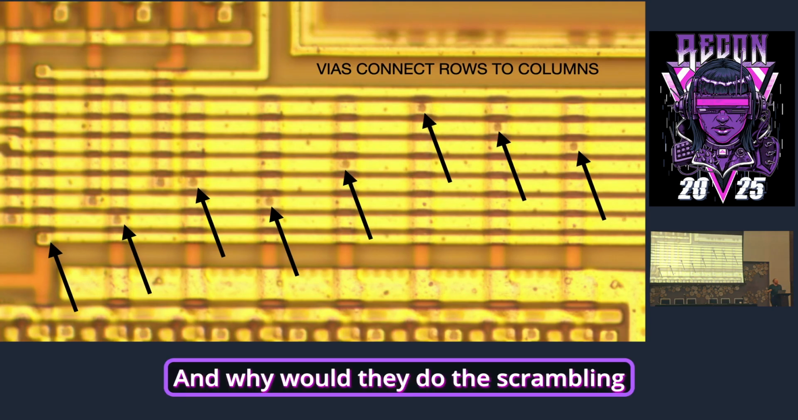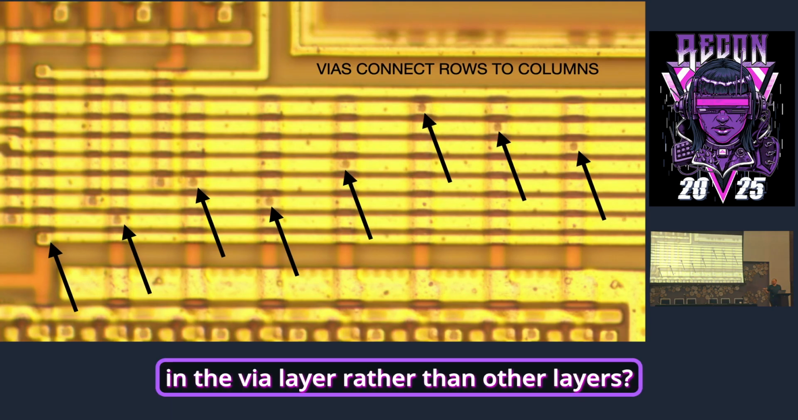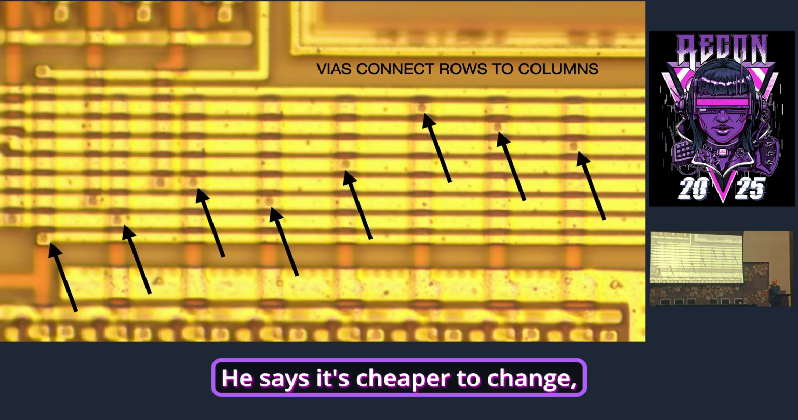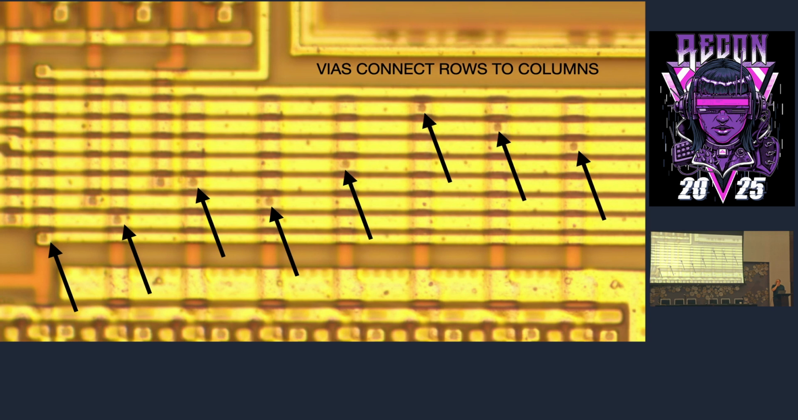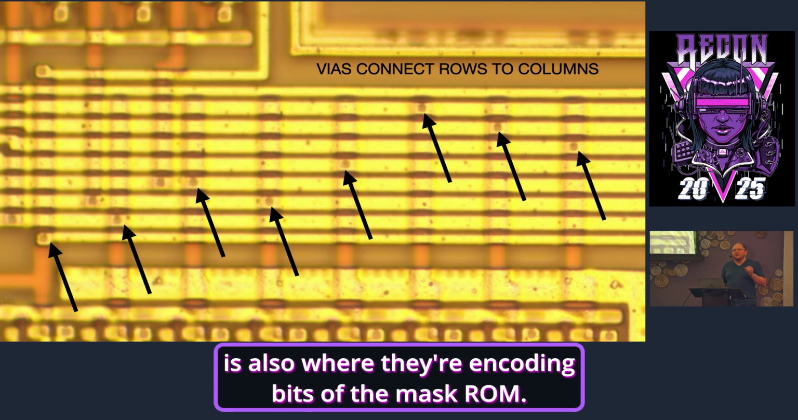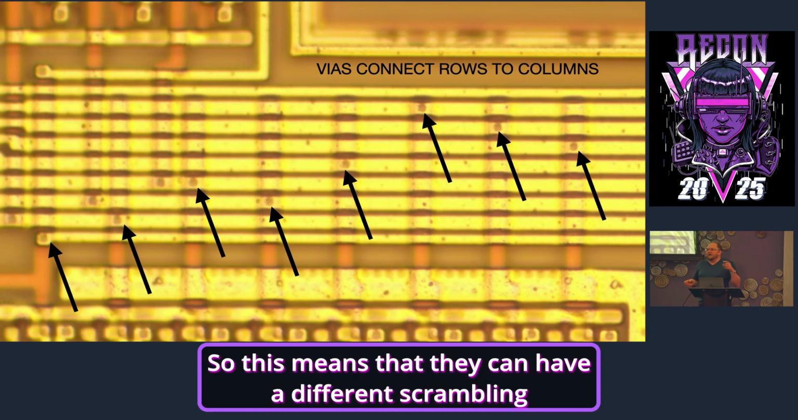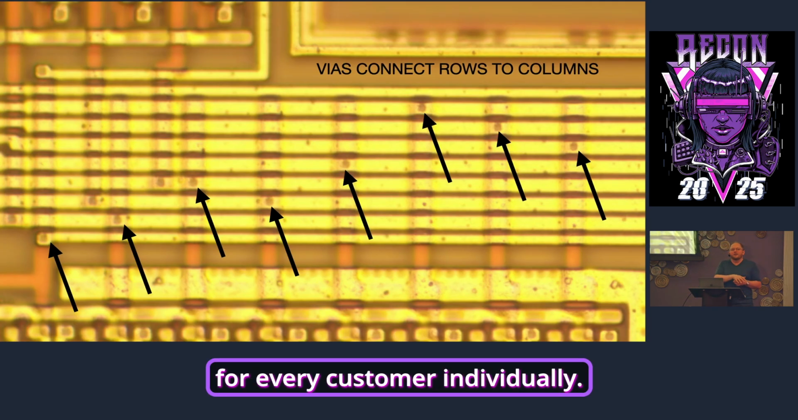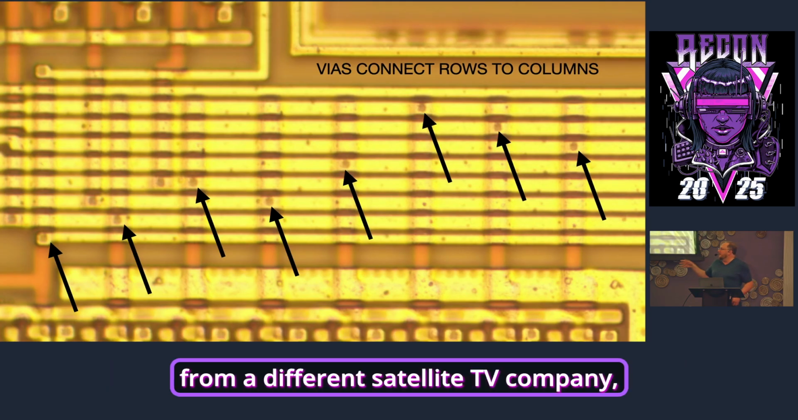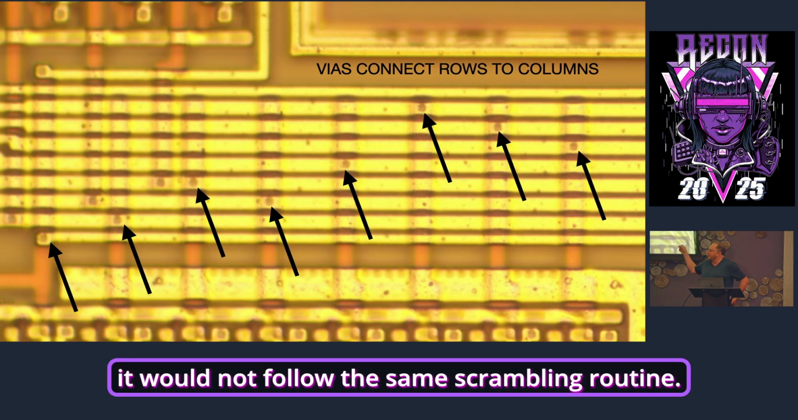And why would they do the scrambling in the via layer rather than other layers? Somebody yell out the answer. He says it's cheaper to change, which is almost but not quite true. The real reason is that the via layer is also where they're encoding bits of the mask ROM. So this means that they can have a different scrambling for every customer individually. And if you were to get the same smart card chip from a different satellite TV company, it would not follow the same scrambling routine.